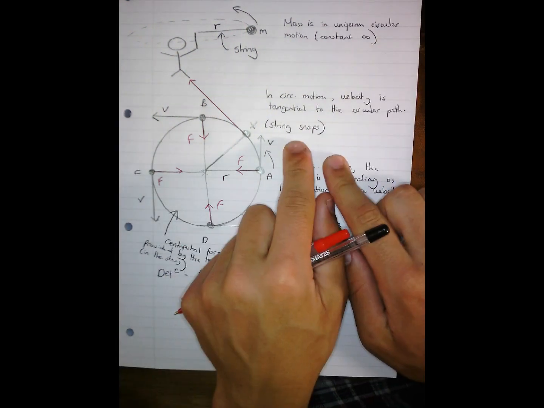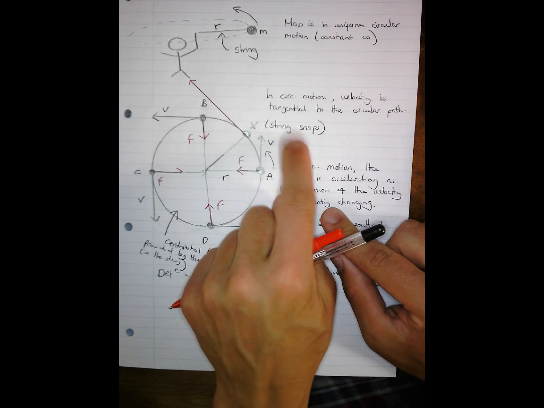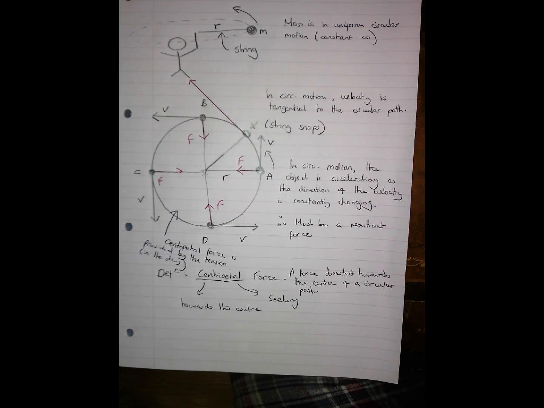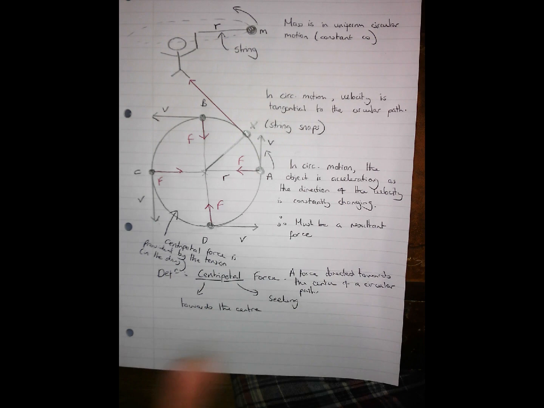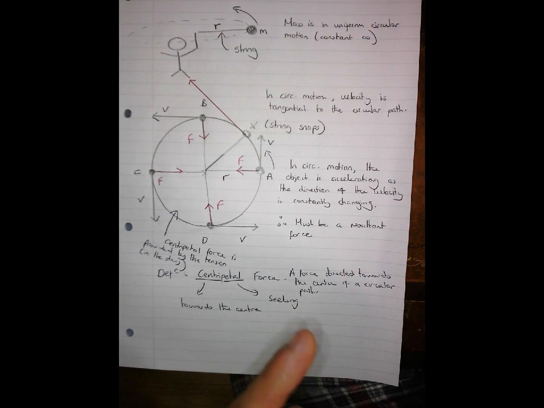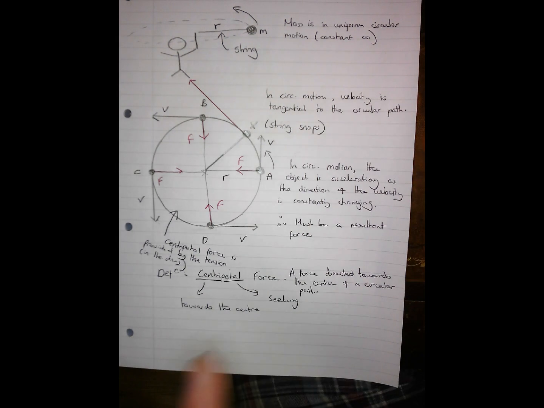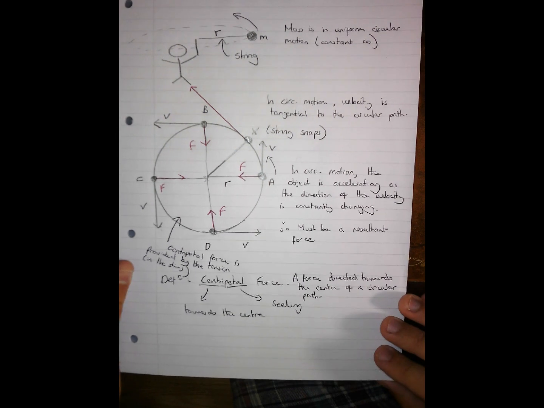So we're still thinking about going back to this thing of the string snapping. We said while the object's in circular motion, the second law applies. The object's accelerating because there is a resultant force towards the centre. If that string snaps, what is going to happen to that centripetal force? The answer is that it will go away.